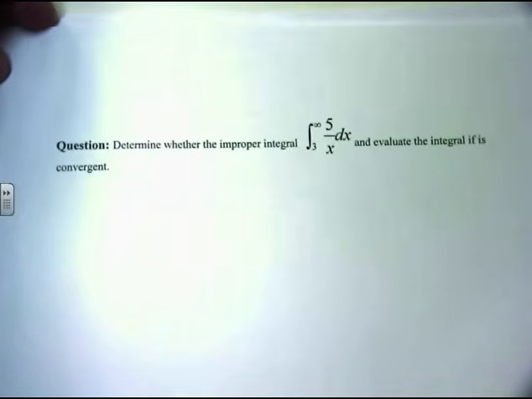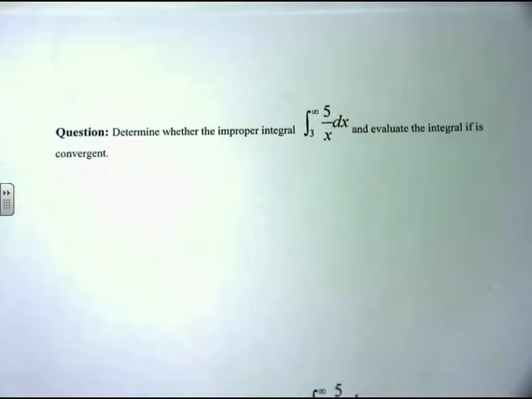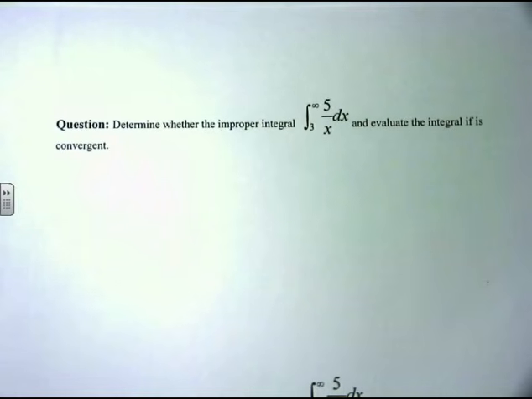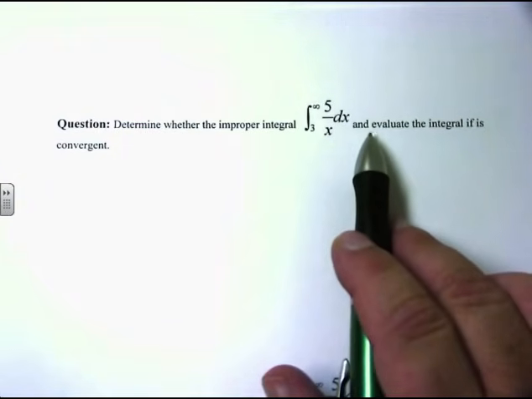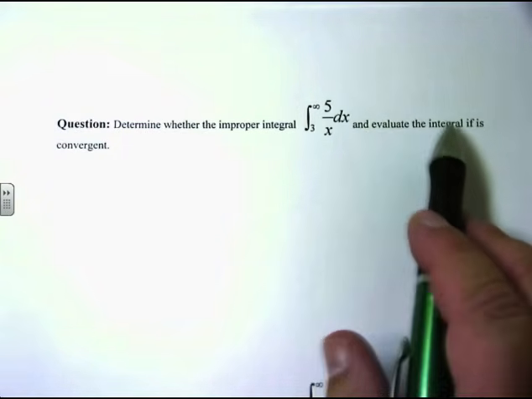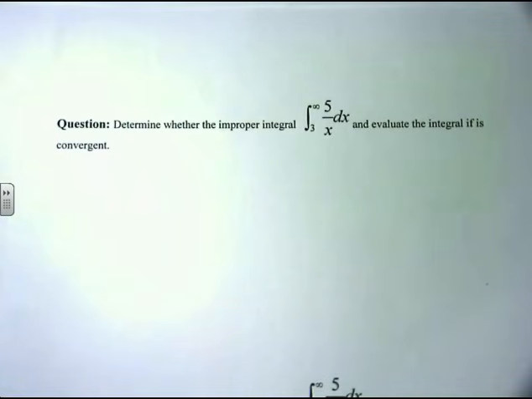All right, so our first question here is this. Determine whether the improper integral, the integral from 3 to infinity of 5 over x dx, evaluate it and find if it is convergent. If it's divergent, we would say divergent. Divergent means it blows up to infinity or negative infinity. If it's convergent, it means it goes to a particular number.